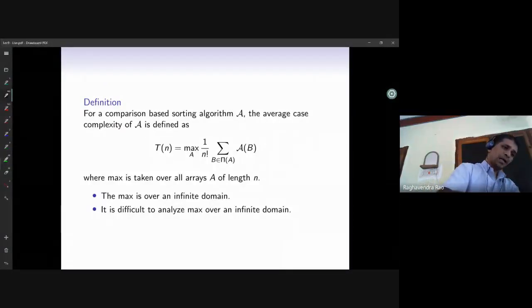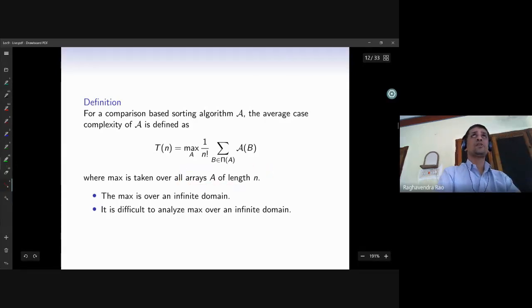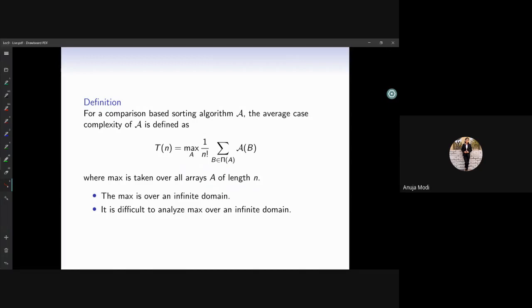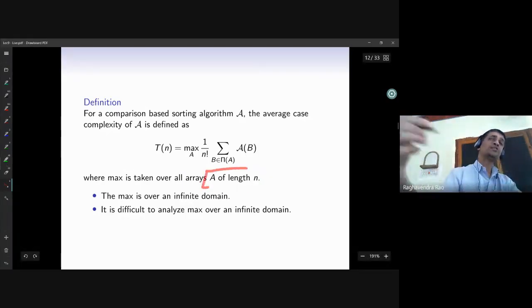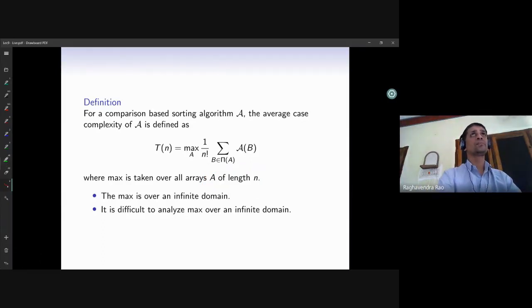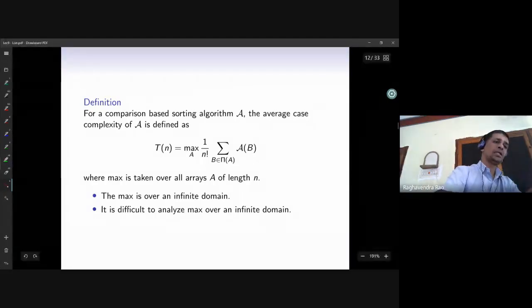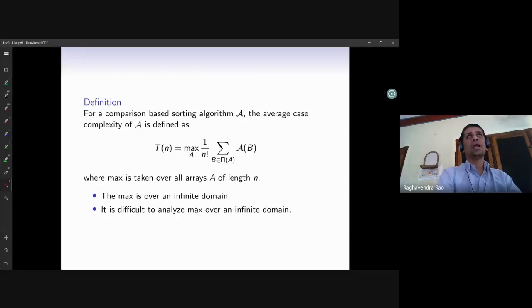Remember, max is taken over all arrays of length n. How many arrays of length n are there if you don't fix any bound on the values? Sir, but we have fixed n distinct elements. No, it is taken over all arrays of length n, so all arrays with distinct elements. These distinct elements could be anything, any natural number. So there are infinitely many arrays of length n. Only the elements are distinct, you don't have duplication. That is for simplicity; for our analysis it just works easier with distinct elements.